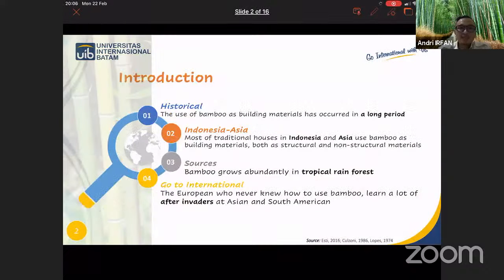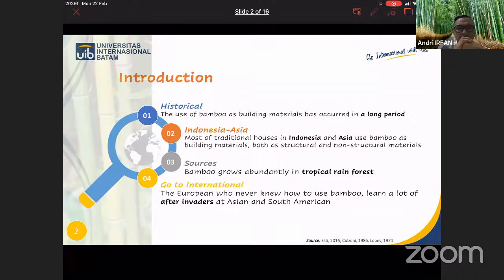This is the history of bamboo. Bamboo has been widely known as a sustainable building material for several reasons. Among others, bamboo can be easily cultivated and harvested in a relatively short time and can be reused. Bamboo is an easy-to-bend and light building material. Those characteristics are very suitable for earthquake-resistant building construction. The use of bamboo as building material has occurred over a long period.